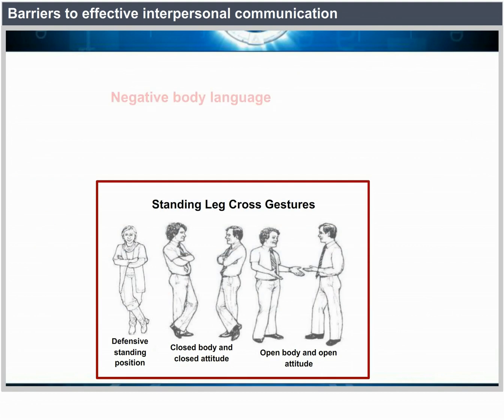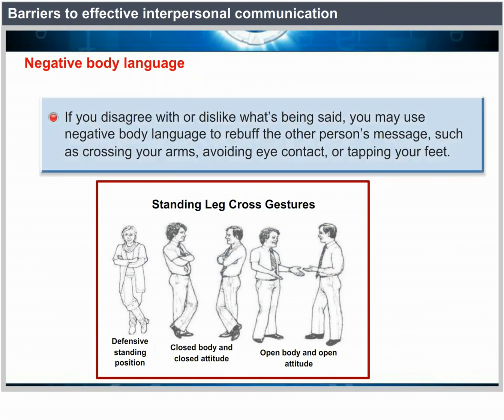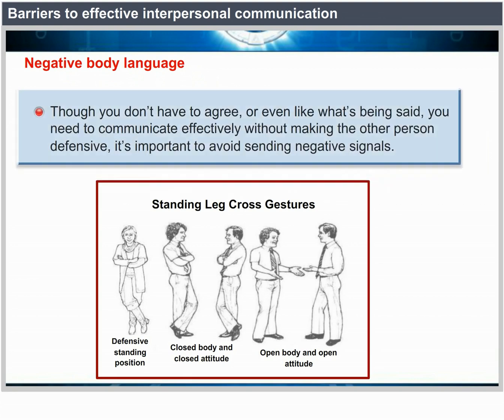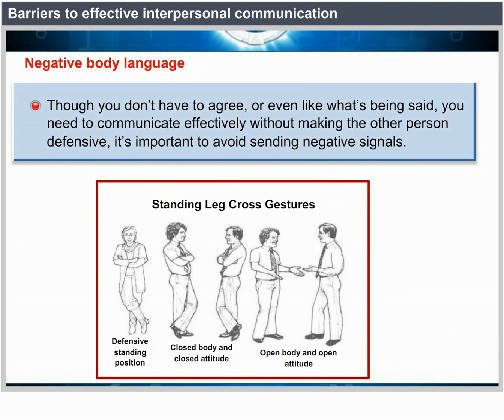Negative body language. If you disagree with or dislike what's being said, you may use negative body language to rebuff the other person's message, such as crossing your arms, avoiding eye contact, or tapping your feet. You don't have to agree or even like what's being said, but to communicate effectively without making the other person defensive, it's important to avoid sending negative signals.